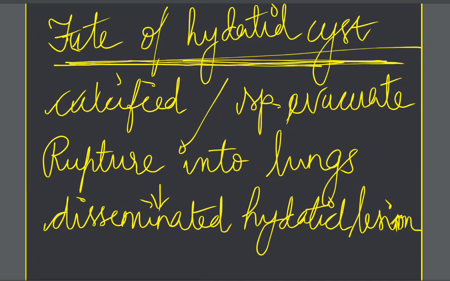Then, the fate of the hydatid cyst. What happens to the hydatid cyst? It may get calcified or spontaneously get evacuated following inflammatory reactions. A hydatid cyst of the liver may rupture into the lungs or other body cavity, producing disseminated hydatid lesions.